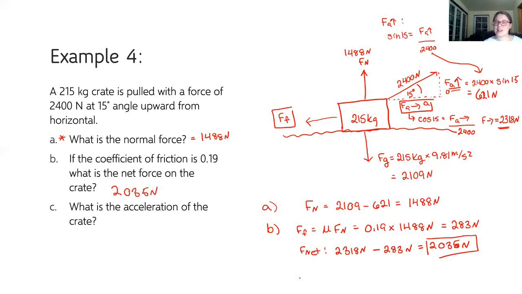Okay, and then C, what's the acceleration? Well, then we get to some easy stuff. F net equals mass times acceleration. So we know that 2,035 is equal to 215 times our acceleration. Divided by 215, and you get acceleration is equal to 9.5 meters per second squared.